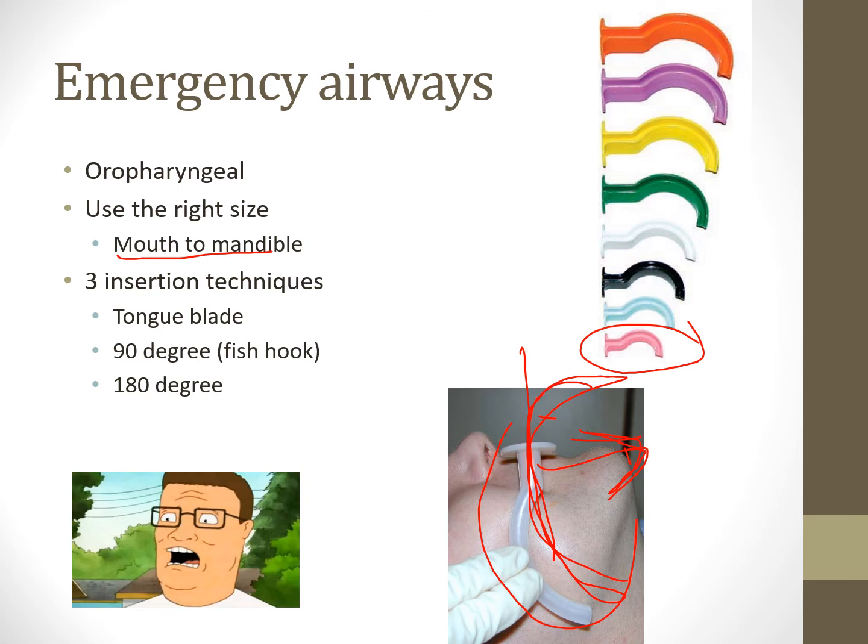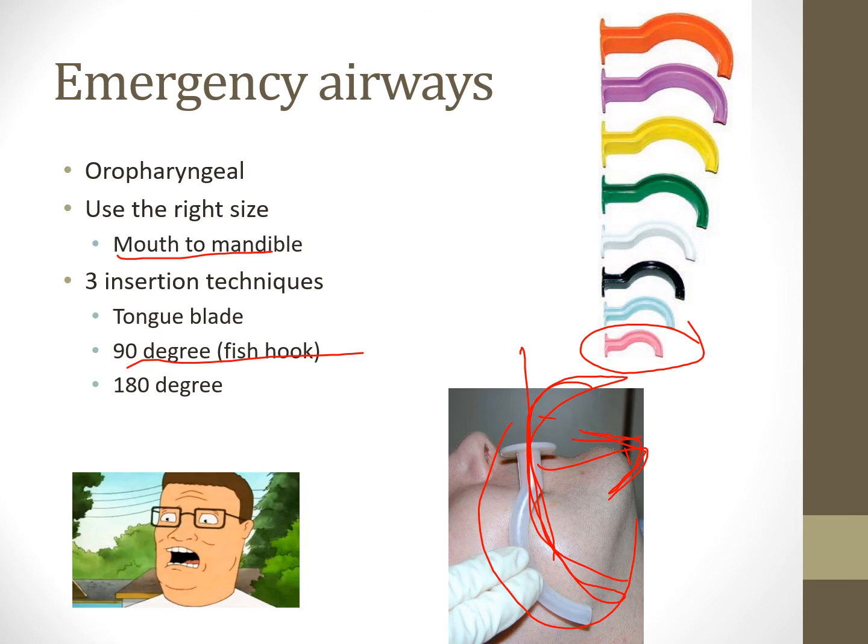There is the 90-degree, I call it the fish hook. This is where you're going to turn this oral airway 90 degrees, and then you're going to insert it halfway into the oropharynx. So halfway into the oropharynx, and then you're going to rotate down when you're past that halfway mark, and that'll hook it behind the tongue. So you're doing it 90 degrees until you're past the tongue, and then you flip it down to the normal down position.